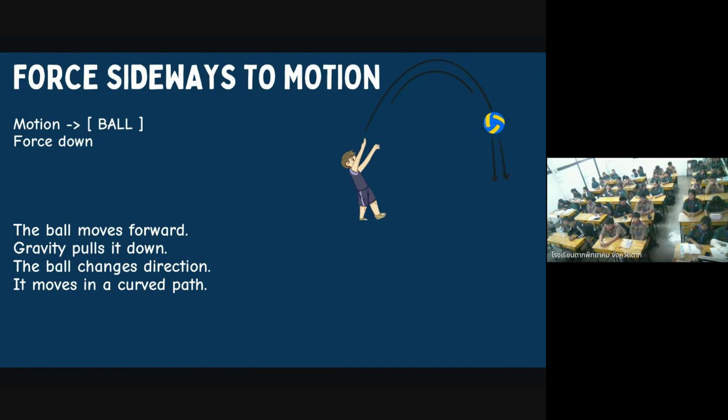If the force is sideways to the motion, it will change the direction of the movement. So when we throw something, the movement is to the right, but gravity pulls it down. So the movement becomes curved. The force makes the movement follow a curved path. Because the motion is to the right and the force is down, it becomes like this.